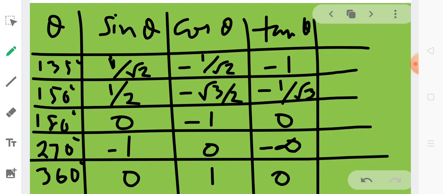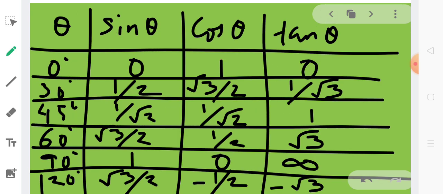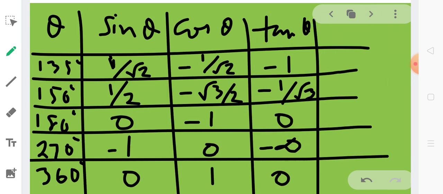So you need to remember these values. For the standard angles, you need to remember the values for sine, cos and tan. If you can remember sin theta, cos theta, tan theta, then very easily you can calculate the values of cosec theta, sec theta and cot theta, isn't it? So you can remember the values from 0 to 360 degrees for the different trigonometric ratios.